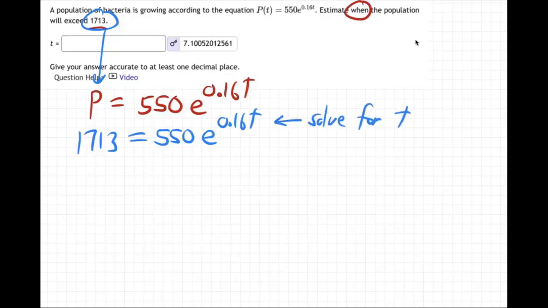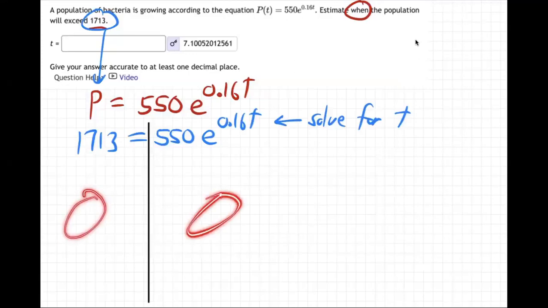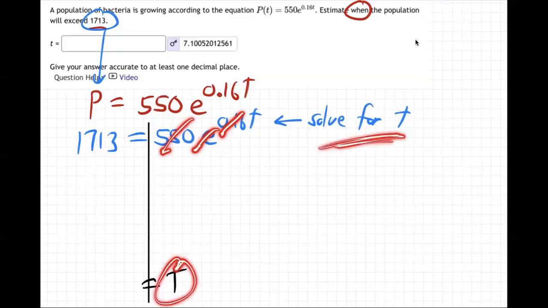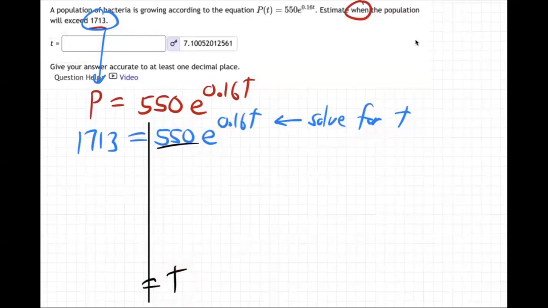Solve for t. It's kind of like there's a wall of separation. You've got the left side over here, the right side over here, and t is saying, I want to be alone. Get rid of this 550, get rid of this e, get rid of the 0.16 so I can be alone. Find t, find when. How do we do that? Well, I think you know the first step. Divide by the 550.